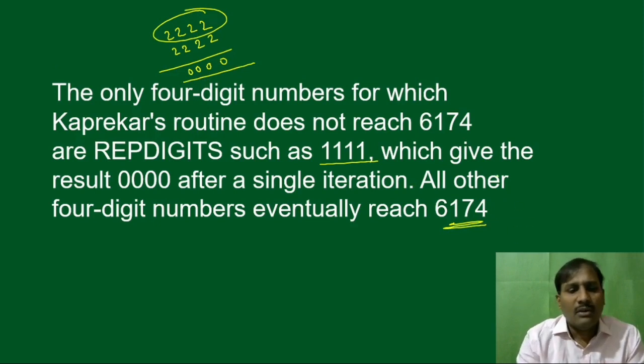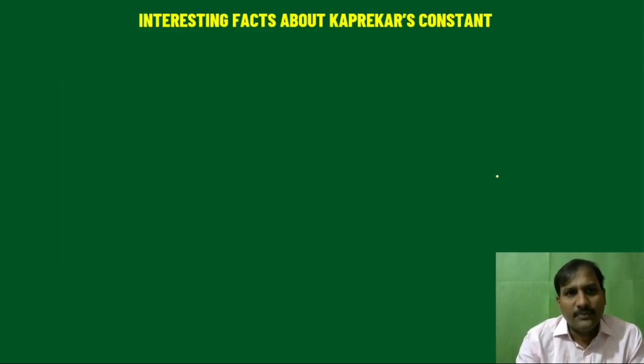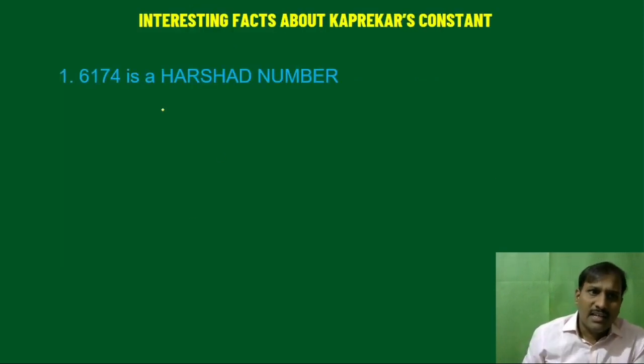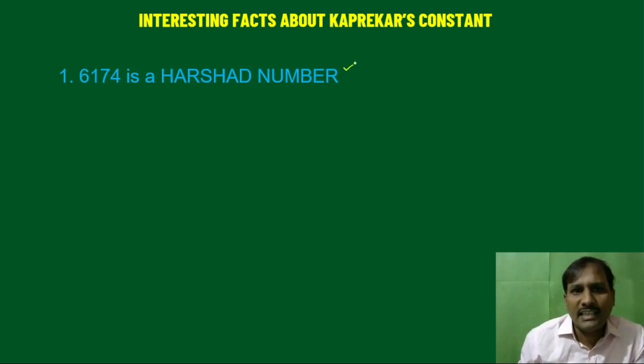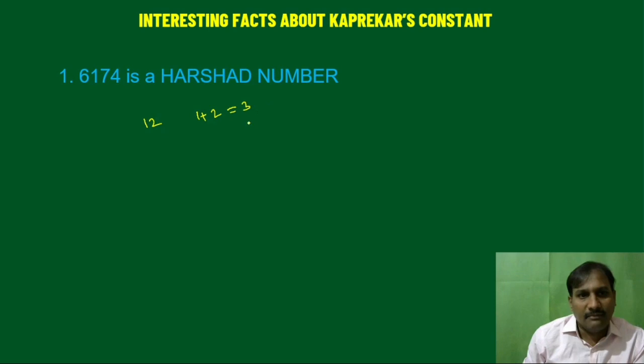Now we will see some interesting facts about Kaprekar's constant. The first one: 6174 is a Harshad number. What is a Harshad number? Suppose you take any number, 12. Now take the sum of the digits, that is 1 plus 2, that is 3.